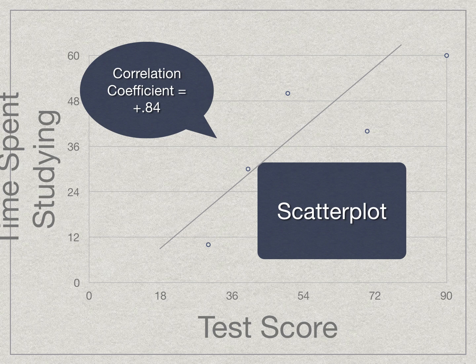Look at the dot way on the right. The person who spent 60 minutes studying got a 90% on the test. Look at the very bottom left data point. The person who spent approximately 11 minutes studying got about a 34% on their test. So another way to draw this: if one number goes up and the other number goes up, that's a positive correlation.